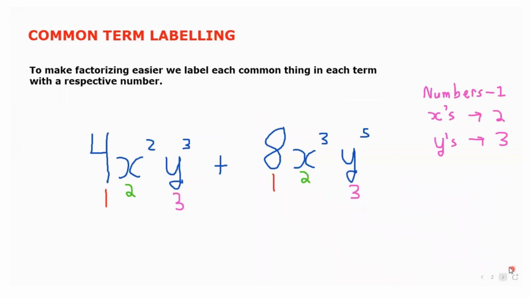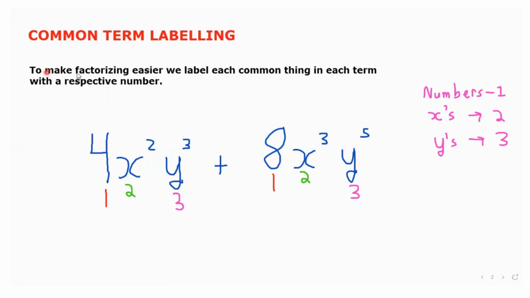So let's go. This part here is very important. There's something called common term labeling. This will help to start off. As you do more questions, you'll understand the fundamentals better. But as we are now starting off, we'll implement a step called common term labeling.